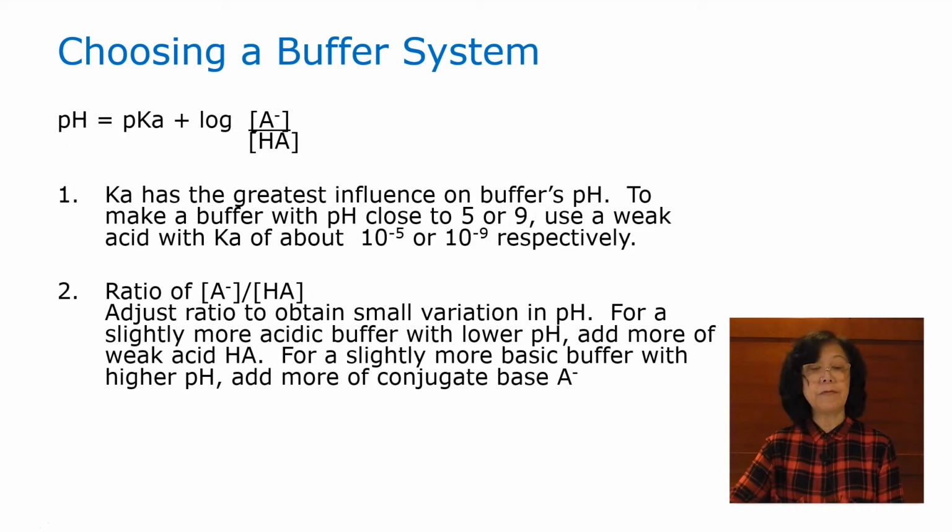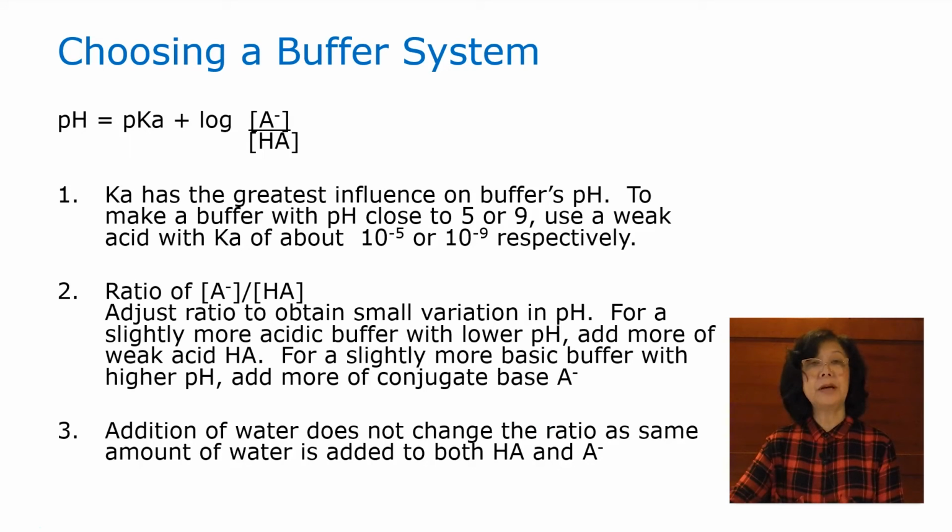The second factor affecting Henderson-Hasselbalch equation is the ratio. We can actually adjust the ratio to obtain small variation in the pH. If we want it to be slightly more acidic with lower pH in the buffer, we add more of the weak acid HA. On the other hand, if we want it to be a little bit more basic with a higher pH, we just add more of the conjugate base A minus to the buffer. Please note that when we add water, it does not change the ratio because the same volume of water is added to both HA and A minus.